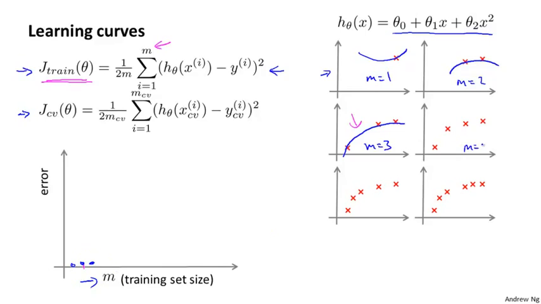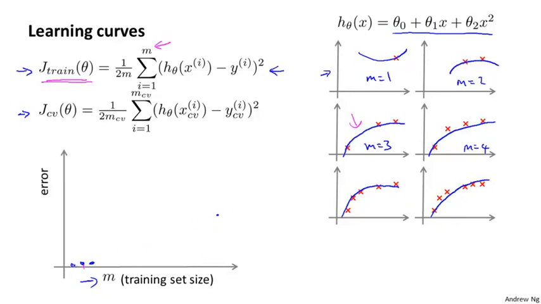Now, say I have m equals 4 examples. Well then, a quadratic function can no longer fit this data set perfectly. And if I have m equals 5, then maybe a quadratic function can fit this data so-so, but as my training set gets larger, it becomes harder and harder to ensure that I can find a quadratic function that passes through all my examples perfectly. So in fact, as the training set size grows, what you find is that my average training error actually increases.